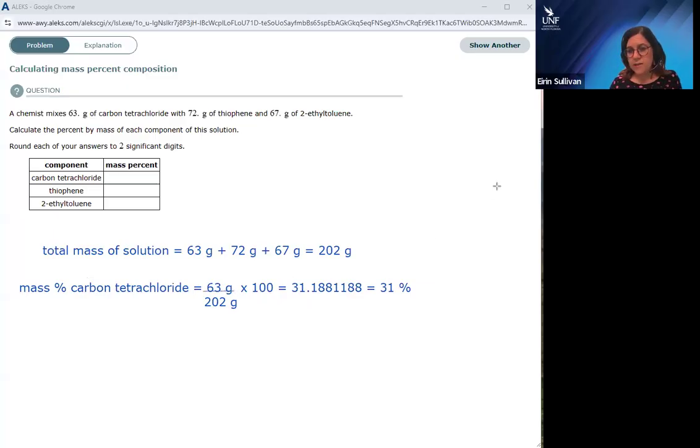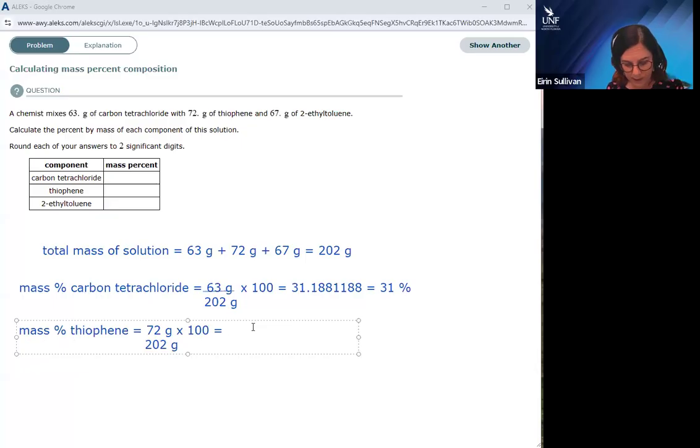All right, so then we can work out the mass percent for the other components. And of course, all 3 components should add up to 100%. So the mass percent of the thiopene will be the mass of the thiopene, 72 grams, divided by the mass of the total solution, 202 grams, then times that by 100 to convert that into a percent. So 72 divided by 202 times 100 will be 35.6435, and so on. To 2 sig figs, that's going to be 36%.